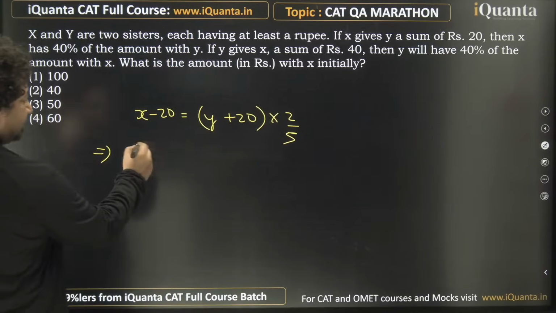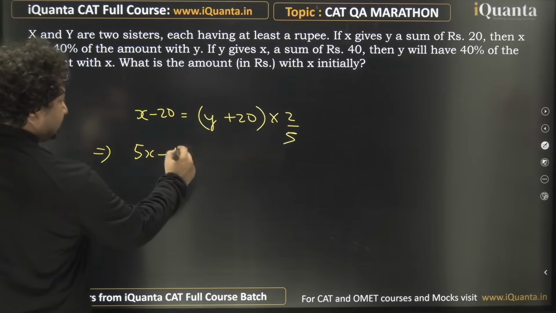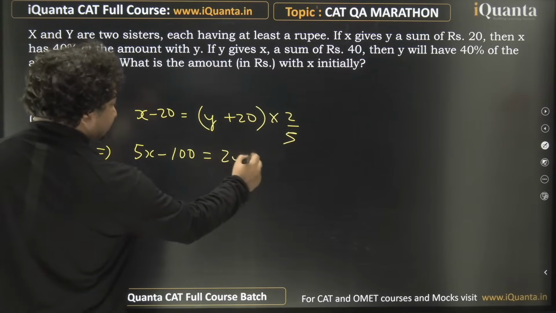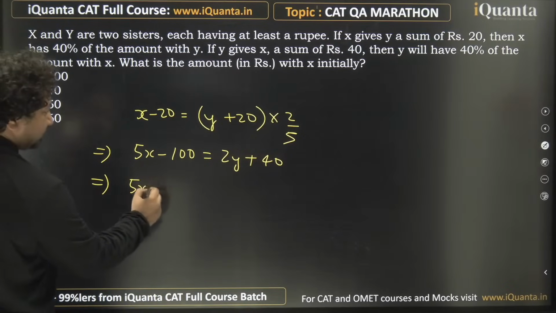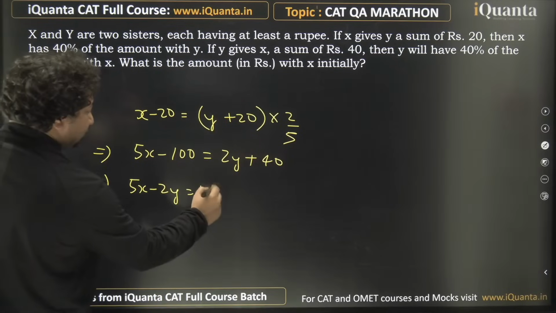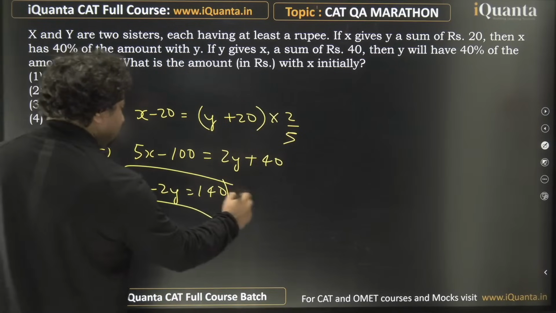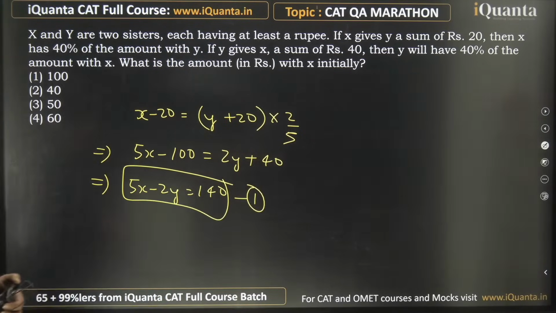Let's solve it by cross multiplication. This is what we get, which means 5x minus 2y is equal to 140. Let this be equation number 1. Cool.